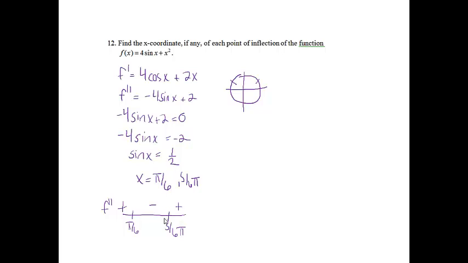So I'm looking for points of inflection, which occur when f double prime changes sign. So there are two places. There are points of inflection at x equals pi over 6 and at x equals 5/6 pi. And that is because f double prime changes sign.